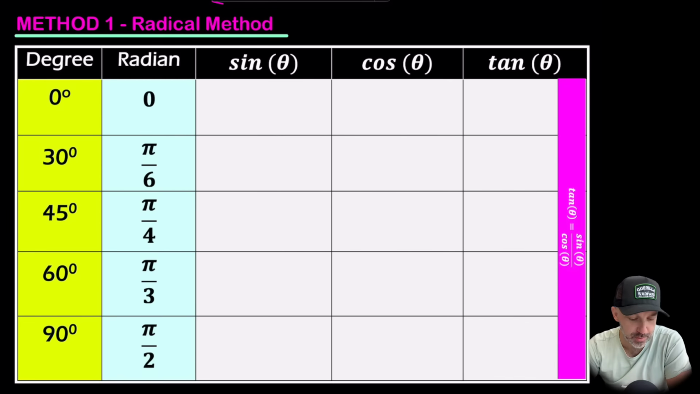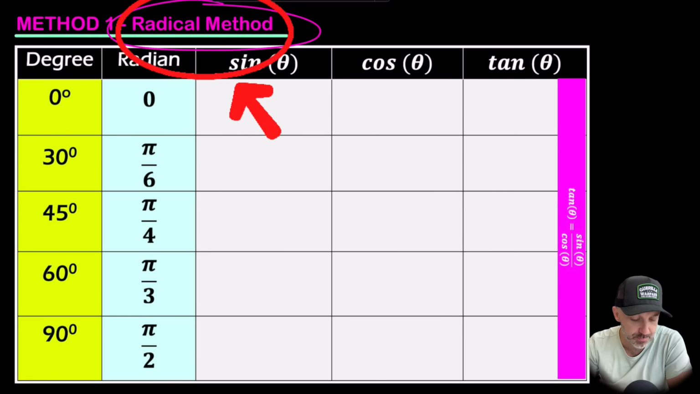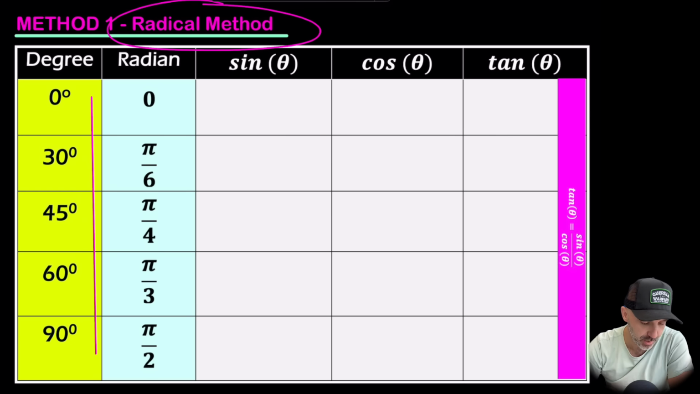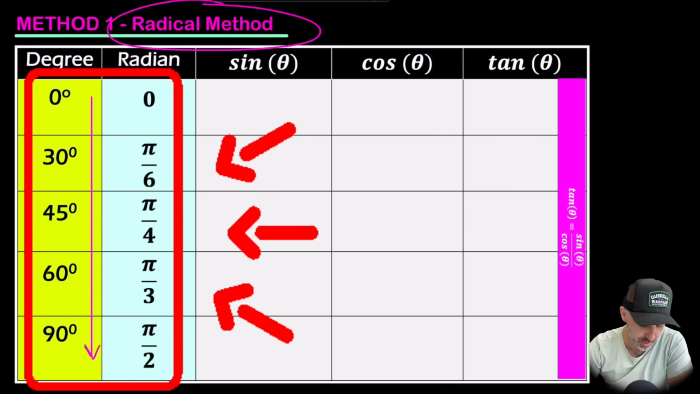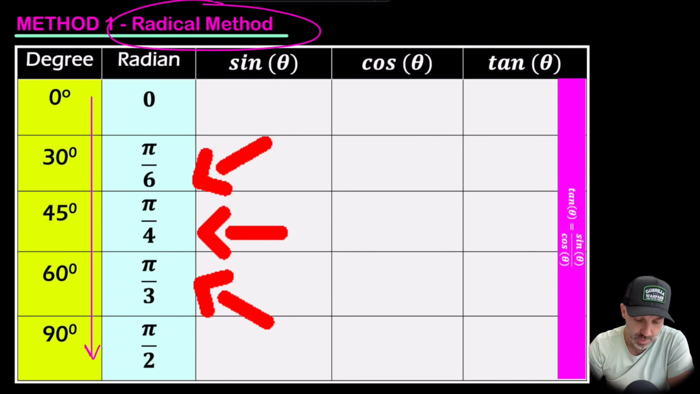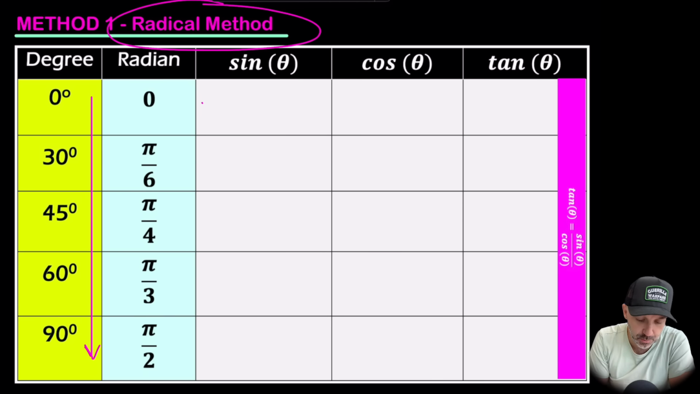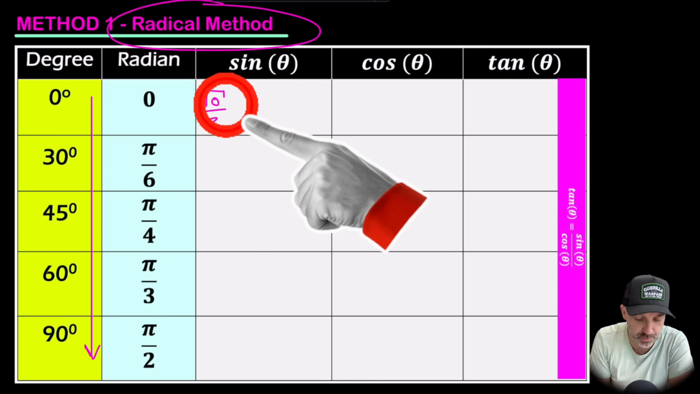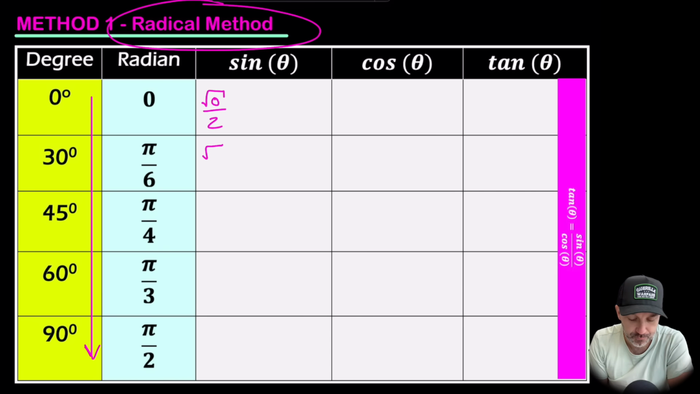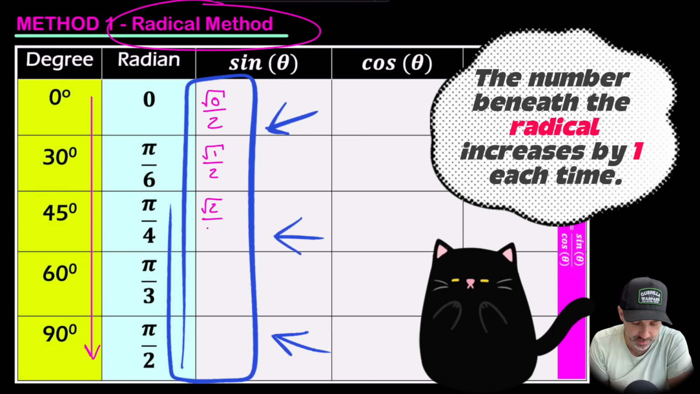Okay, so method one is what I call the radical method. We are simply going to write a series of expressions that we can just simplify to these exact values. All you have to do is just remember to write their degrees or radians starting from 0 to 90. I've already put those down for you. So if you can just remember this first starting point, root 0 over 2. Now, bear with me with this one. Just increase the value under the square root by 1 every time, keeping 2 on the denominator.